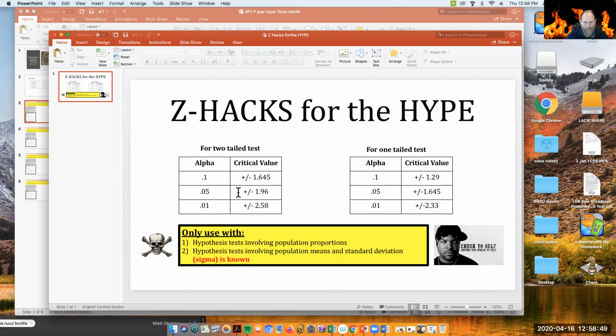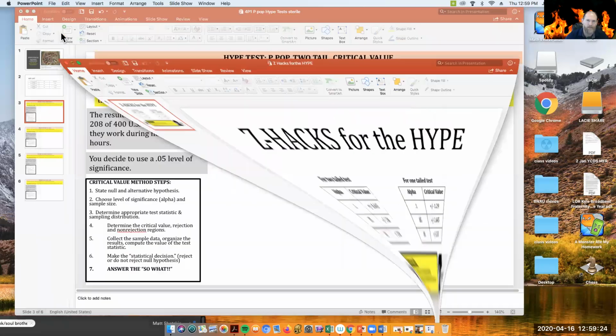Now, before I go back, I have to remember, and that's what this skull is about, and our friend Mr. Cube, we only use this with number one, hypothesis tests involving population proportions, which is where we are today. So cool. We don't need to worry about number two. Okay, so game on. We can go right to this hack table. We don't have to mess around with the Z table or anything like that. We just need to know alpha and this critical value right here. So 1.96 and negative 1.96.